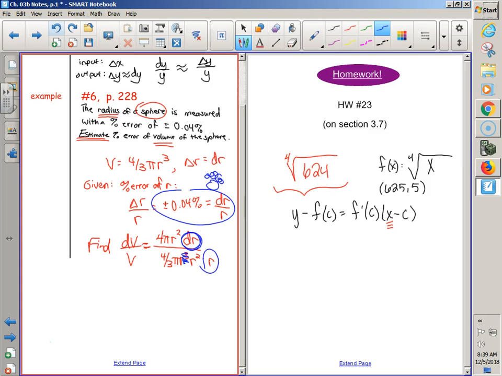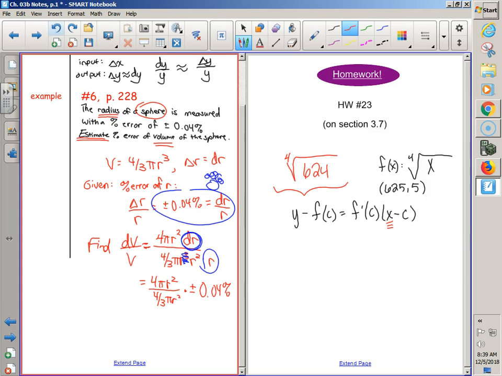Now can I substitute for dr over r? And what do I end up getting? 4 pi r squared all over 4/3 pi r cubed times plus or minus 0.04%.